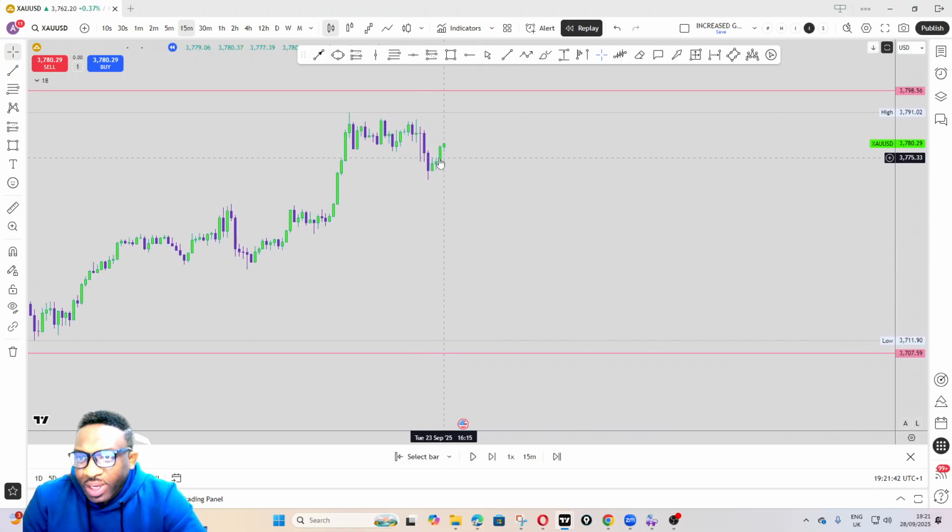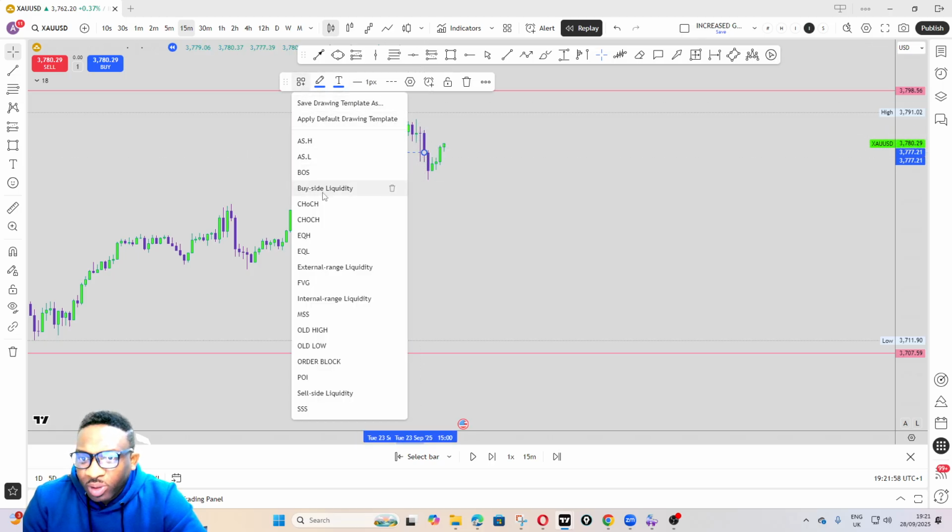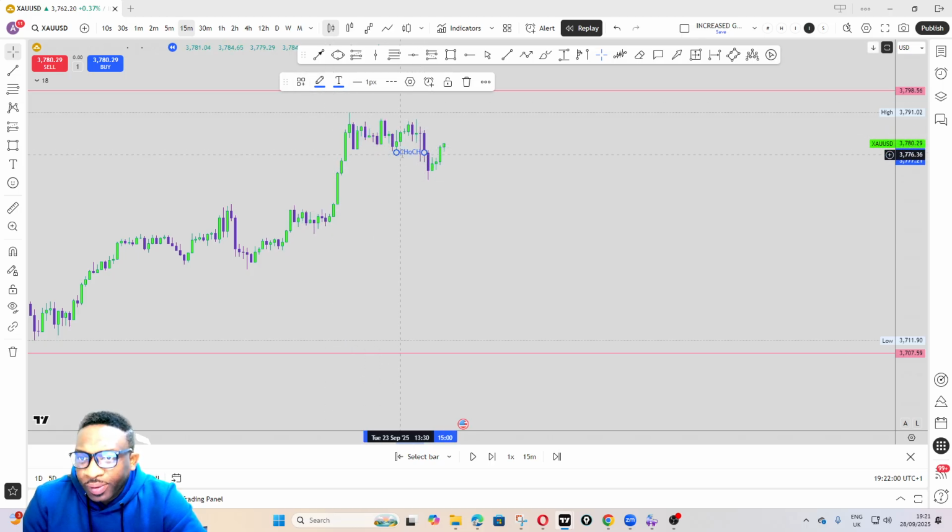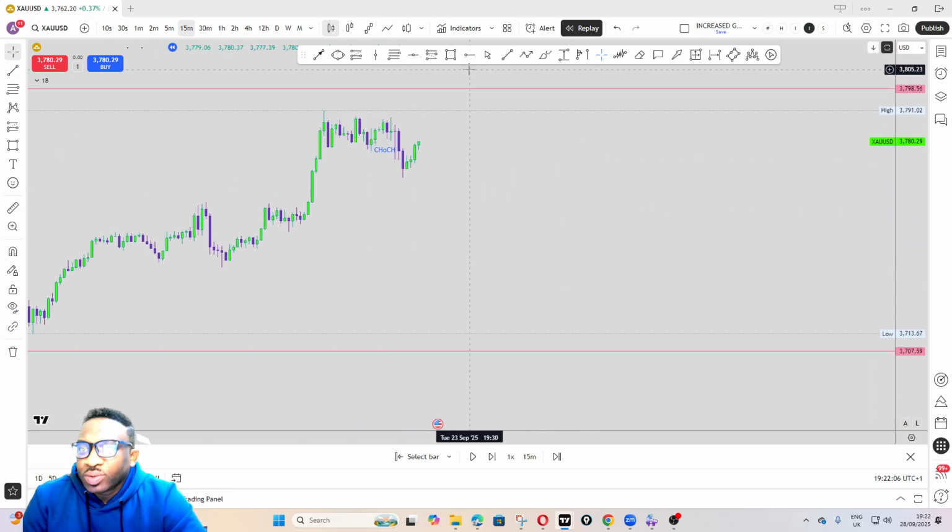So right here we can see that we have this low taken out. We have a change of character right here, as we have the market closing, full body close below this previous low that was put in. So with this, we'll mark our zones right from here.